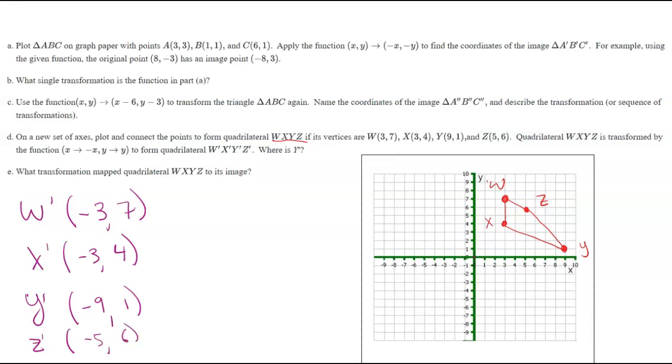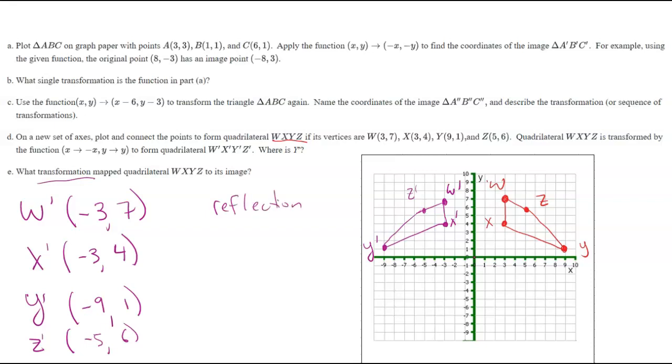So notice that negative 3, 7 were right here. Negative 3, 4 were right here. Negative 9, 1 were over here. And negative 5 and 6 were right here. So again, connect our points together. And what do you think? What transformation can we map to get one to the other? And hopefully in your head you said reflection.